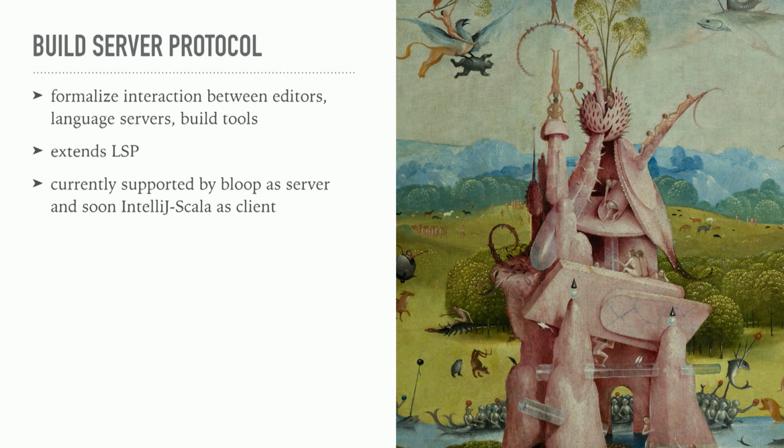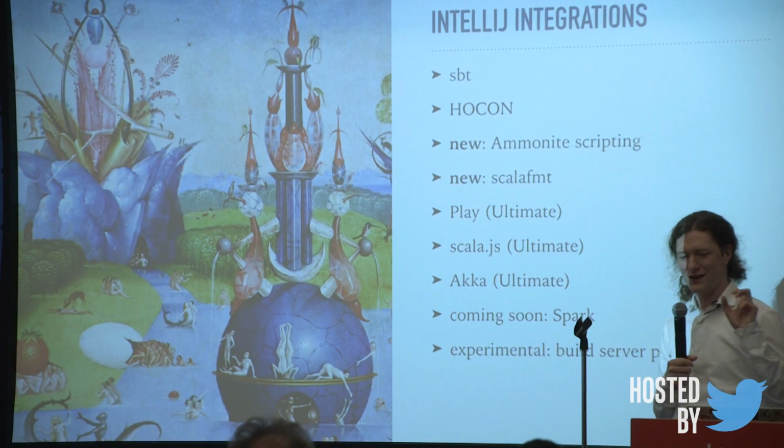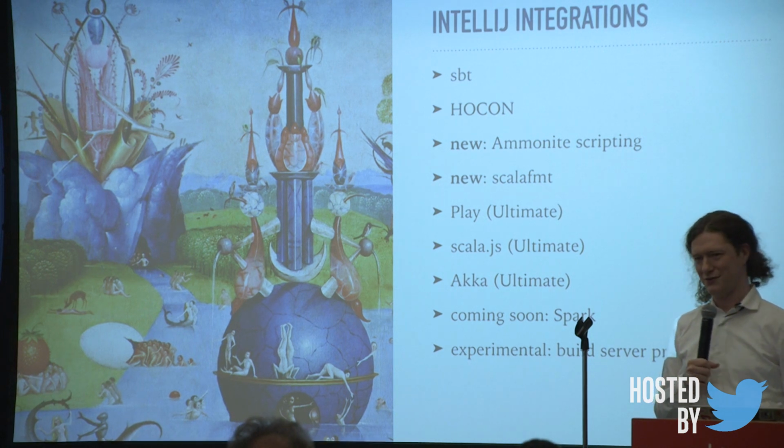So, back to this. And lastly, I've got to mention various integrations that we already have or are working on. We already have SBT, the Hocon configuration language, and recently added support for Ammonite scripting and Scalafmt. In the Ultimate version, you'll have Play, Scala.js, and Akka, and we're currently working on supporting Spark. And the build server protocol is already in the nightlies as well as in the upcoming release, but still as a hidden feature because it's under development.